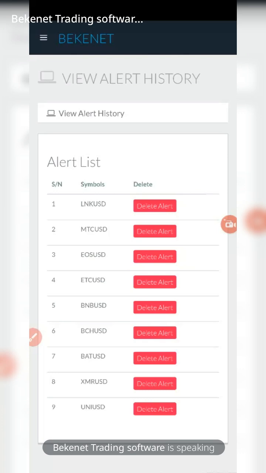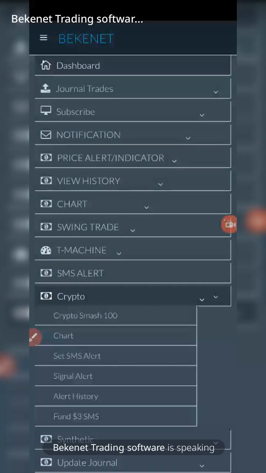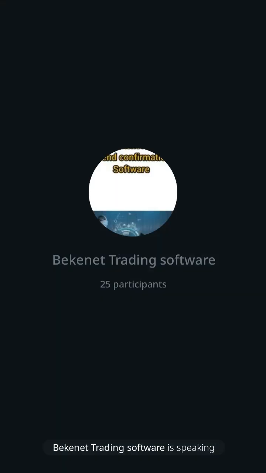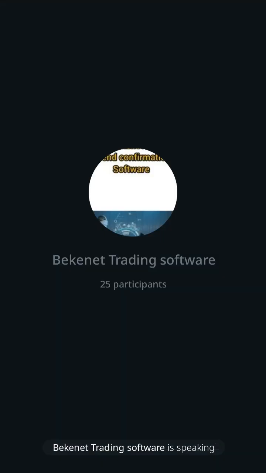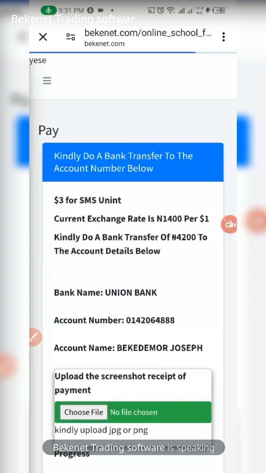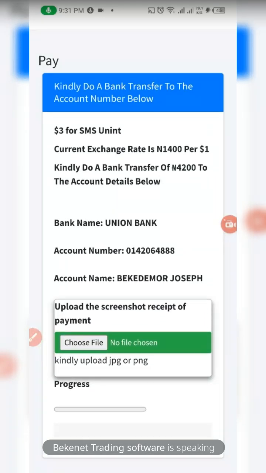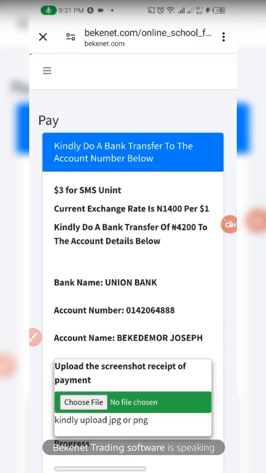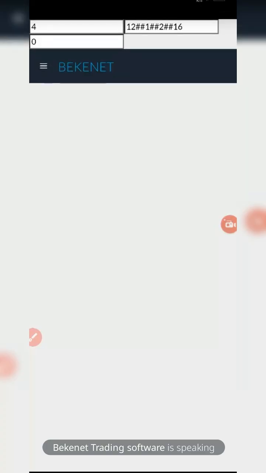So how do you fund this crypto guy? Because we did not fund you guys. It's only the forex guy we gave $2 and the crypto guys $2, and they are still using it to receive their notification. It's only when it's exhausted that they cannot fund. But for the crypto guys, if you want to use the SMS, all you need to do is fund a minimum of $3. Look at it, pay 4,200 naira to this account. They will credit your account so that you can be receiving SMS alerts. So with this, we are done with the crypto department.